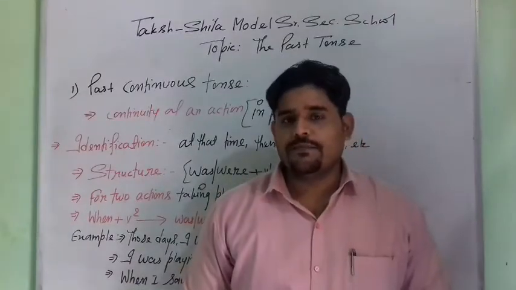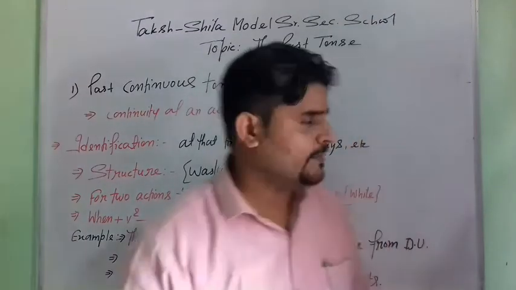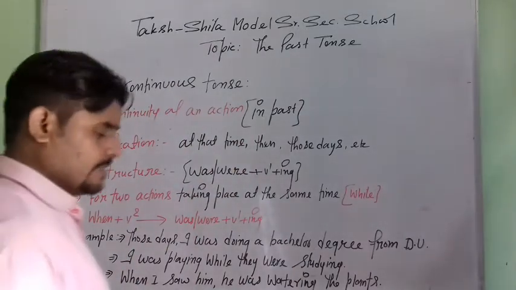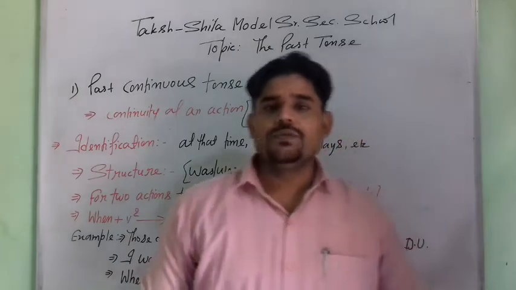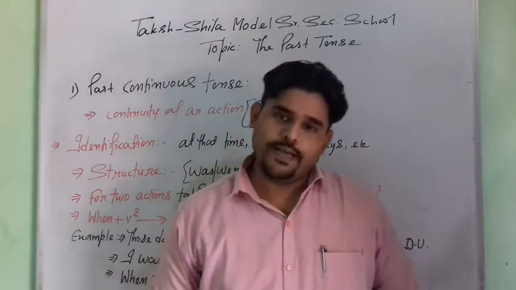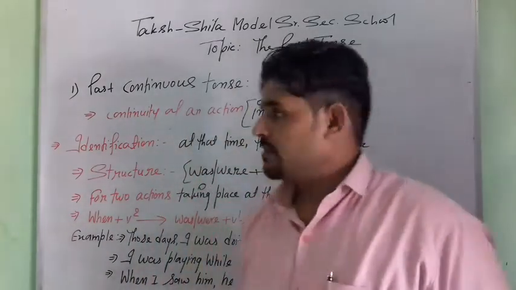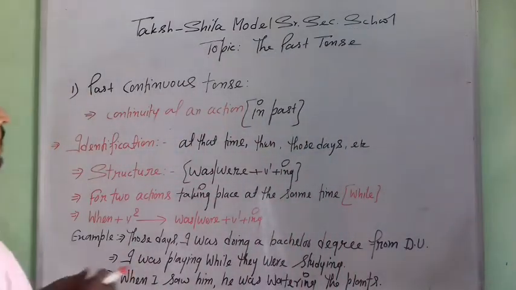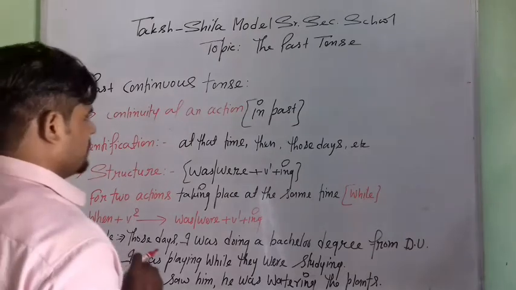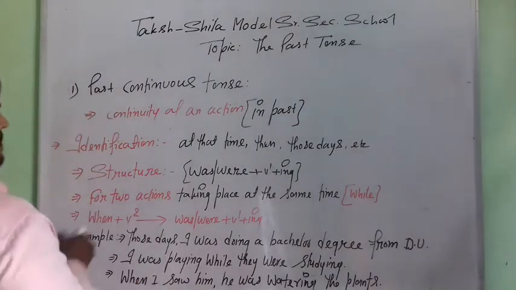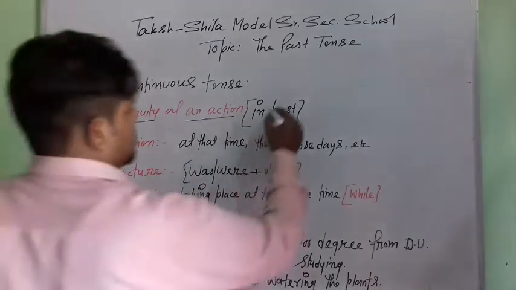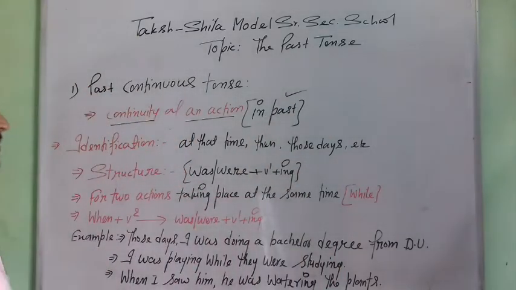So students, here we have past continuous tense on the board. Now just take a look at that. Past continuous tense is basically used for continuity of an action. I just told you this in the last video, right? So we use past continuous tense basically for continuity of action, meaning when the action is in progress, right? We use it for continuity of action, but in which tense? In past tense, right? Because it is past continuous tense.